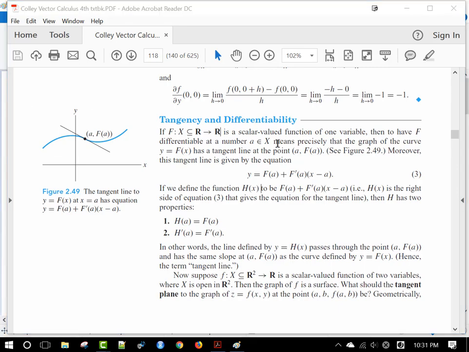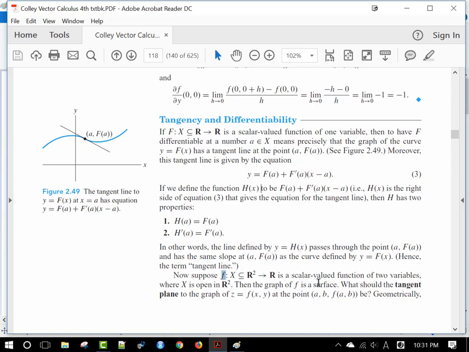Okay, so this was all about just plain single variable calculus. Now we want to move on to a more interesting situation, where we have a function from R2 to R. So that's a scalar valued function of 2 variables, and x is some part of R2. That's the domain. And so the graph of this function f is a surface.